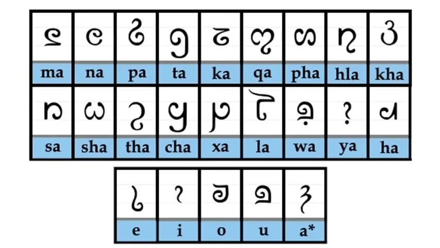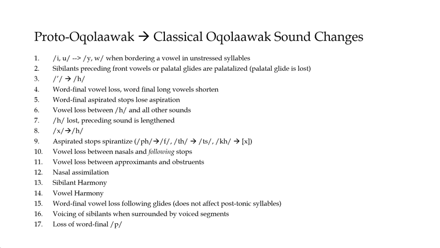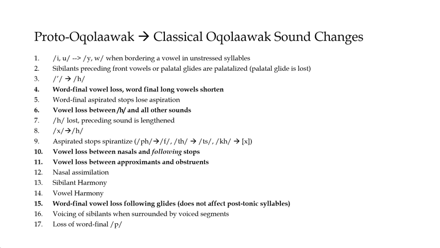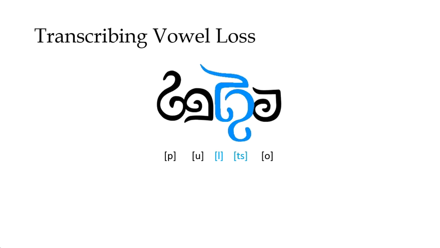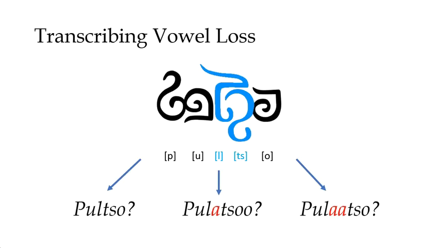This system worked fine, for a while, but then, in the transition to classical Oqolaawak, the language went through a period of vowel loss, so now, when two consonants are written next to each other, it's unclear whether they form a cluster, or whether there's an unwritten A between them.